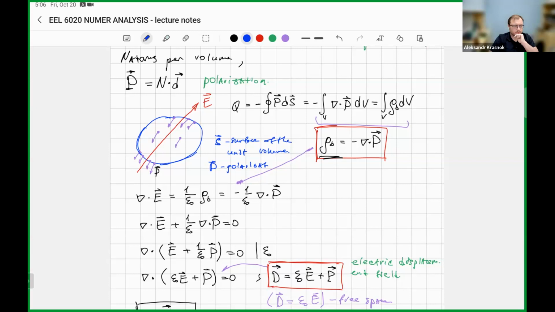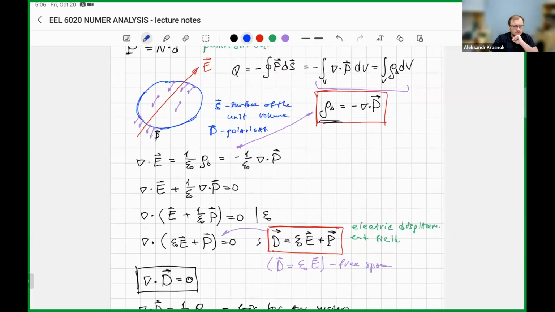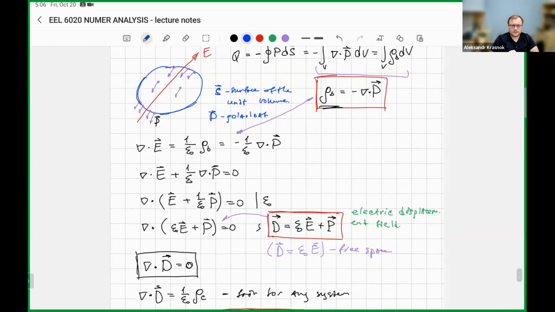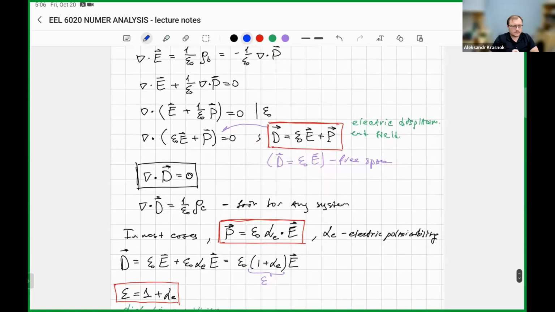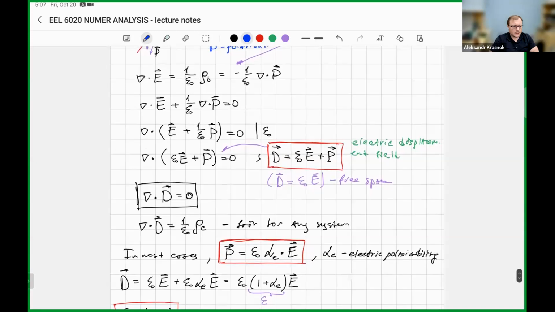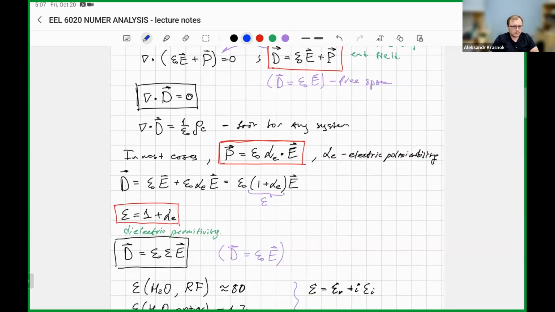We denote polarization by the vector capital P. This vector P describes the process of polarization of a material, and it defines the density of bound charges in the dielectric, specifically the divergence of the polarization vector is the density of bound charges. Introduced this way, polarization can be added to the vector D, and as a result, we can add this vector to the Maxwell equations.